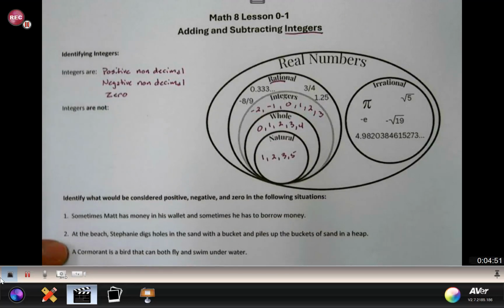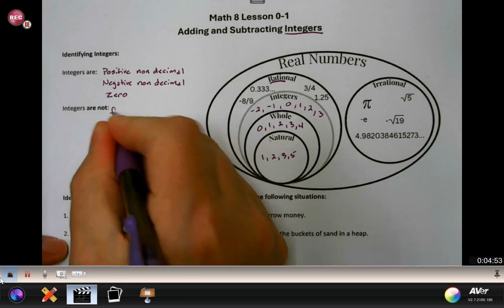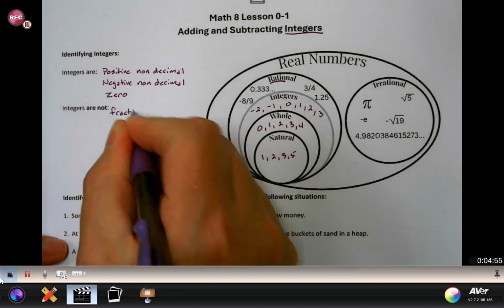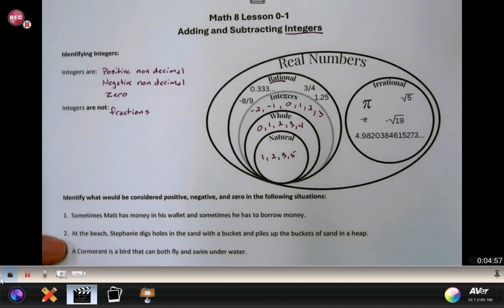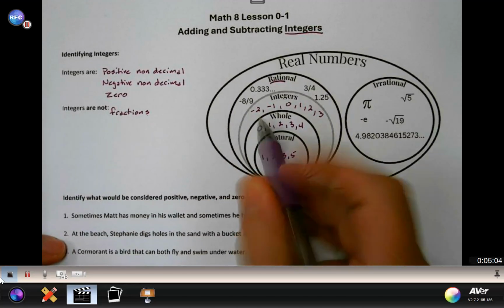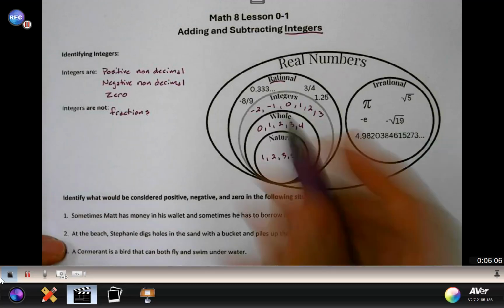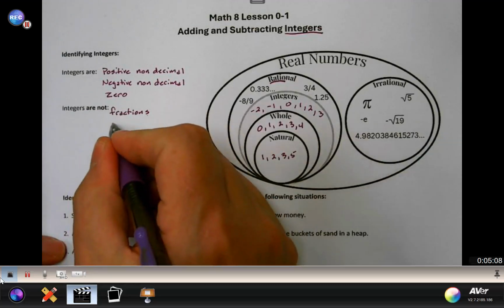Integers are not fractions. Integers can be turned into fractions, but we can't have 3/4. That would not be an integer. We can take -2 and put it over 1 and get a fraction out of that. Integers also don't have any decimals to them.